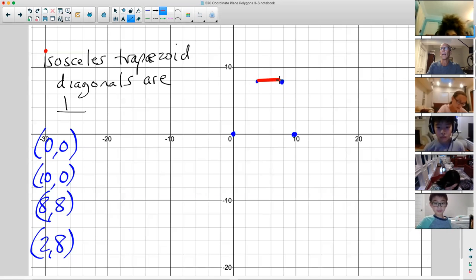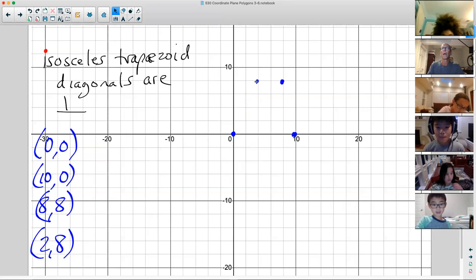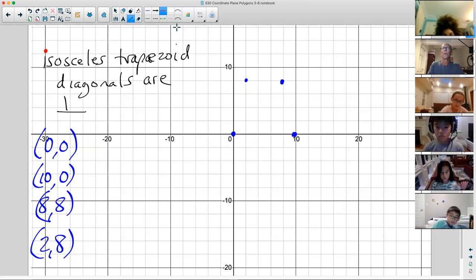That's not how my shape looks. So one of your points is, oh, wait a minute, I made a mistake. Can anybody tell me the mistake I made? Did I just fix the mistake? Yeah. Okay, good.